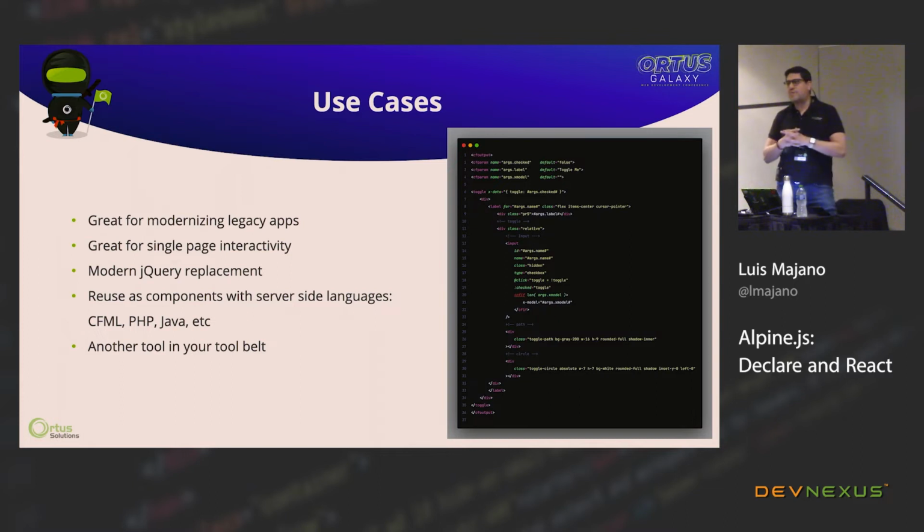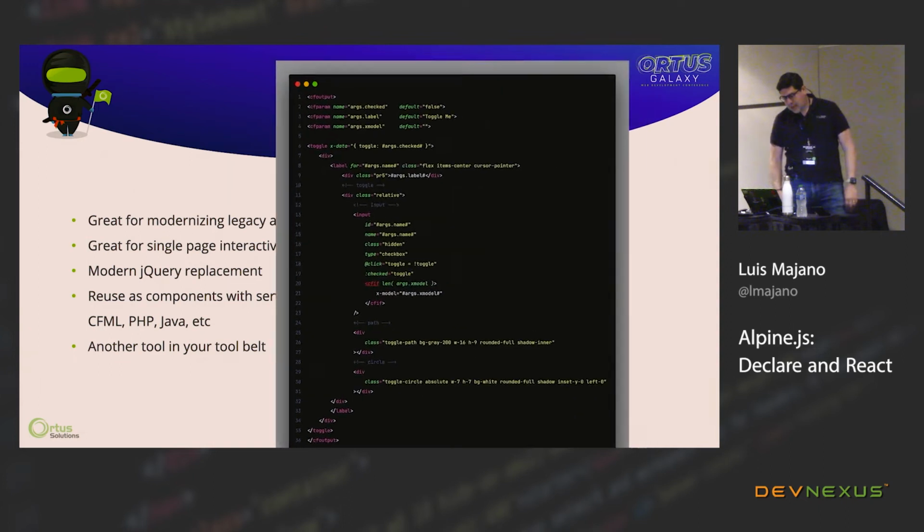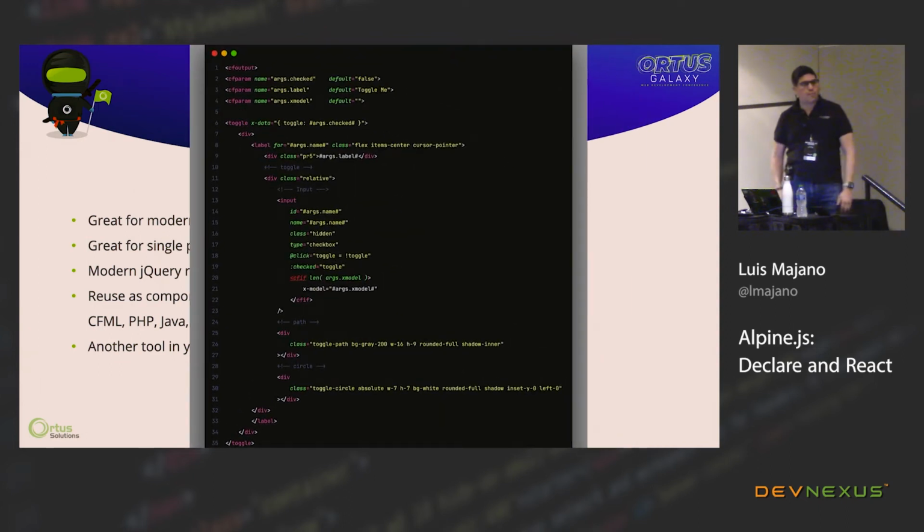small website and you don't want to go the full build process. And you can see here, this is actually a CFML component that we wrote for our CMS, which is a toggle, and it can be reused anywhere in our CMS and interacts between both the JavaScript world and the server-side world.